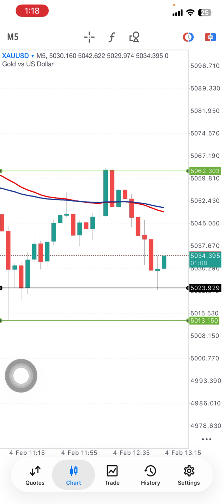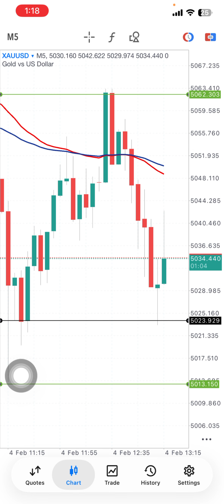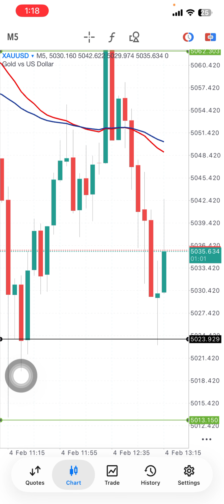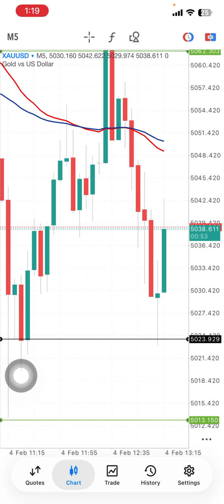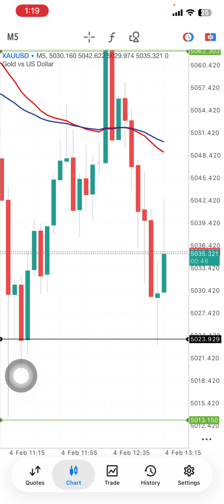Let's keep on watching, guys. So already you can see clearly that the 5 minutes is pushing strongly up, and don't forget that if you are a scalper, you've already entered, and we are waiting patiently to make some good profit.